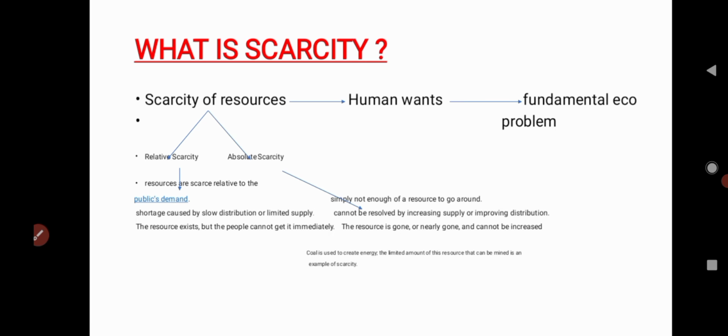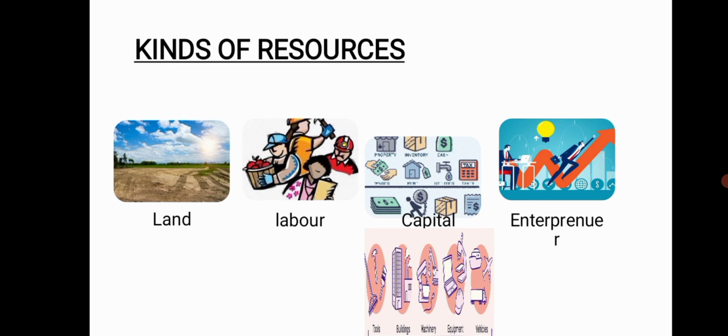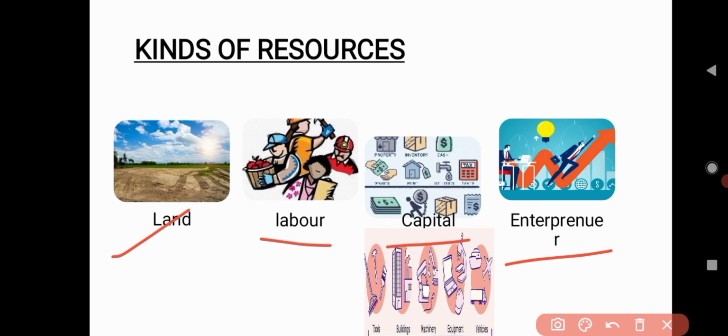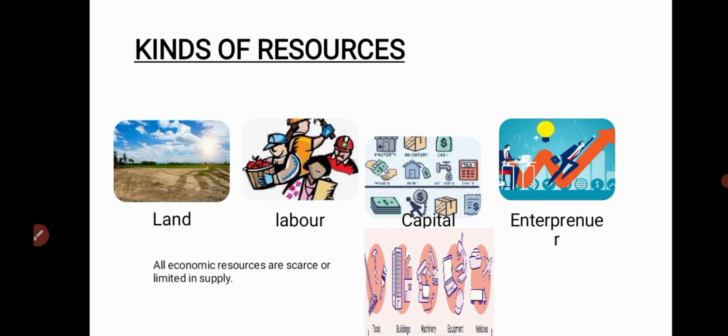Let us move further to the kinds of resources. What are the kinds of resources which are used to fulfill the wants of the people? There are four kinds of resources: land, labor, capital, and entrepreneur. All economic resources are scarce or limited in supply. All these resources we do have, but they are very scarce and limited in supply. So these are the kinds of resources. Let us come to the next point and understand.